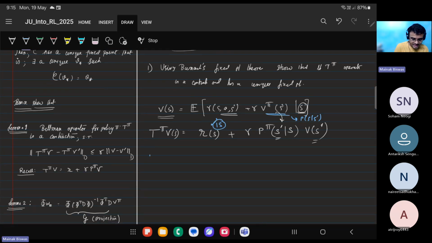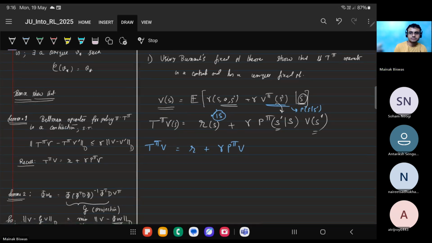Okay, so in matrix form, go back and see the contraction operation once again, the T pi operator, the Bellman operator. We have to show that this operator is a contraction. How do I prove it? This is our first theorem that we'll be proving. Help me.